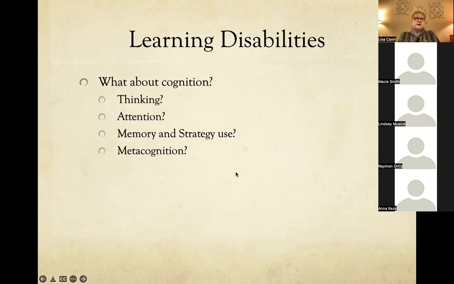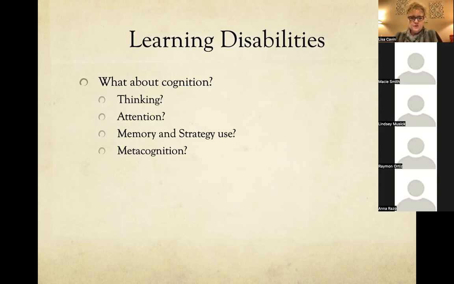So there's another area that we measure and then compare to academics. And that's what we call cognition. We might call that intelligence or IQ. You may have been given an IQ test at some point in your life. And if so, that's what cognition is. It's the way that a person thinks. How well do you pay attention? What kind of memory skills do you have? What kind of strategies do you use to problem solve?